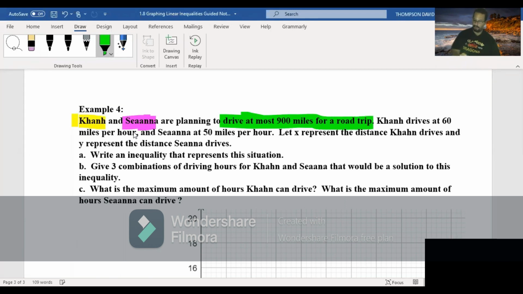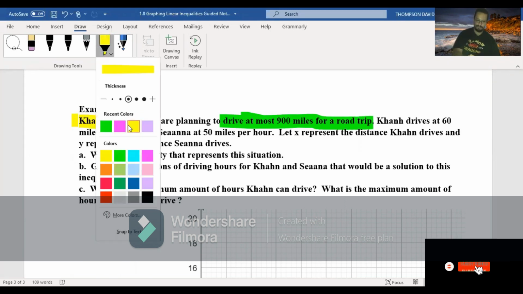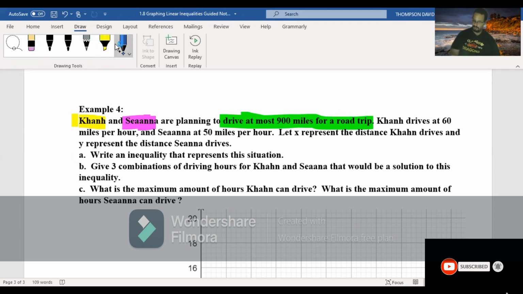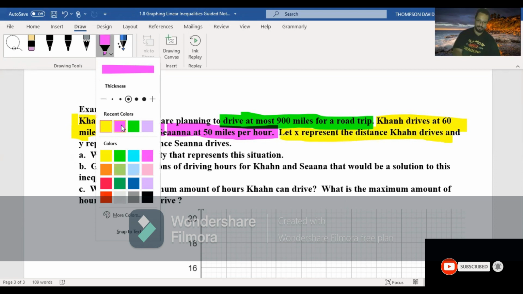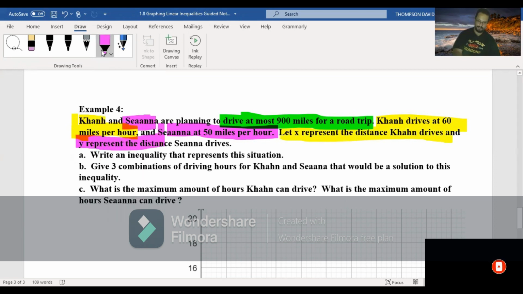For a road trip, Con drives at 60 miles per hour. And Shauna drives at 50 miles per hour. Let X represent the distance that Con drives, and Y represent the distance that Shauna drives. Write an inequality that represents the situation.